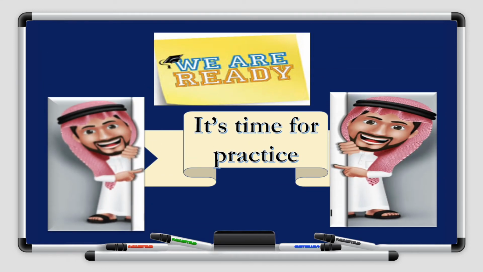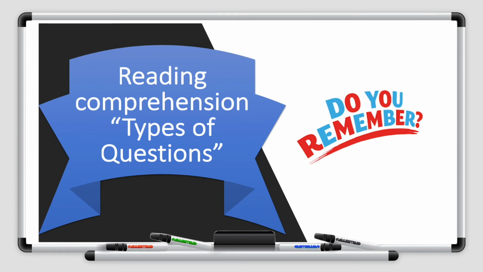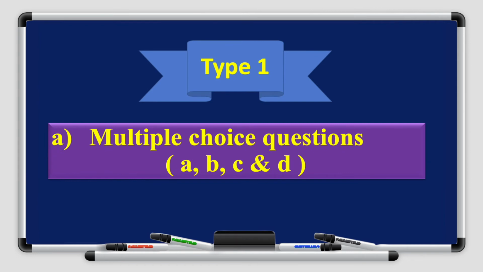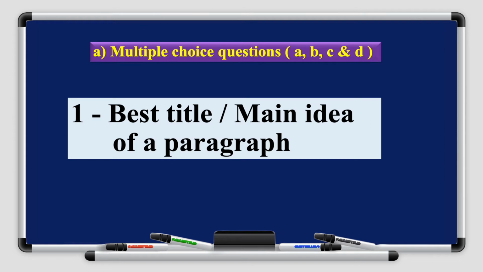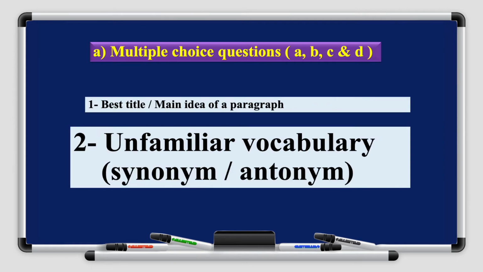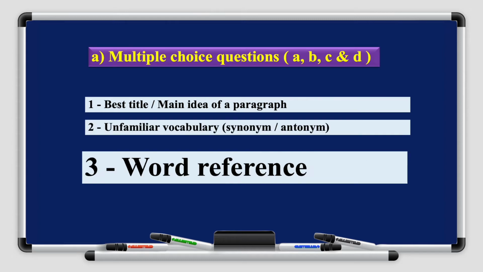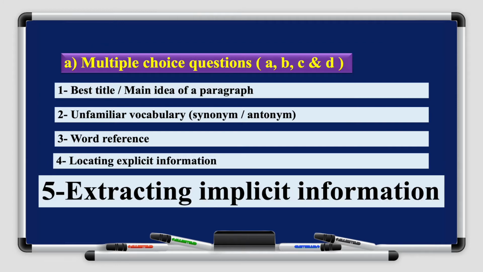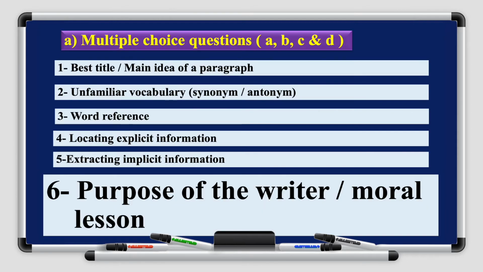And now it's time to practice reading comprehension and its questions. First of all, there are several types of questions that we are going to take in this episode and we tackled and covered in the previous episodes. The first type of questions is the MCQ questions, multiple choice questions, where you have to choose the answer from A, B, C, and D. These can include the best title, the main idea of the paragraph, unfamiliar vocabulary, which means the synonyms and antonyms of specific words, word reference, locating explicit information, extracting implicit information, and the purpose of the writer or the moral lesson.